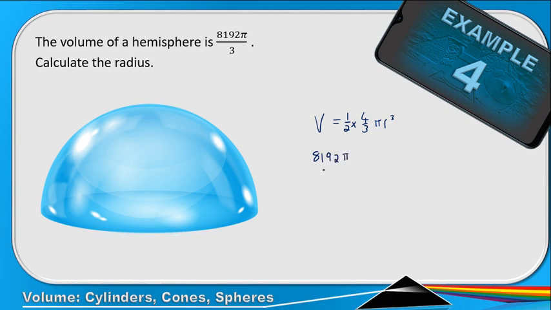8192 pi over 3, and that's equal to a half times 4 over 3 pi, and then r is the one we want to solve for, so that's r cubed. Now there are many ways to solve this. We can actually just take all of this going on here and divide it by that, or we can simplify things first here, and then maybe do cross multiplication. So I think let's simplify a few things.